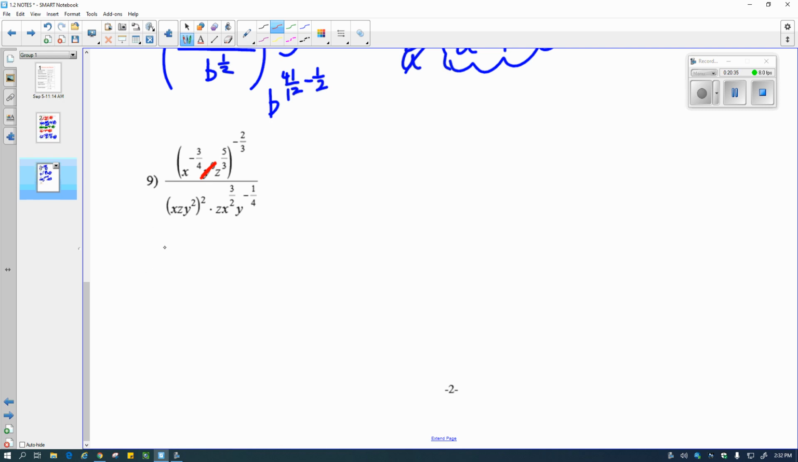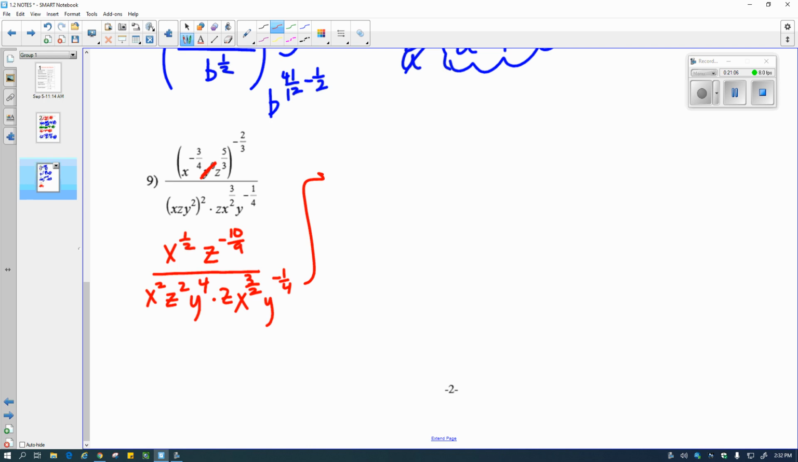I get x to the 1/2 when I do negative 3/4 times negative 2/3, and then z to the negative 10/9 over, I'll bring that power of 2 through: x squared, z squared, y to the 4th times z, x to the 3/2, y to the negative 1/4. Okay, so that's still pretty ugly. I did a little bit, but not a whole lot of cleanup.